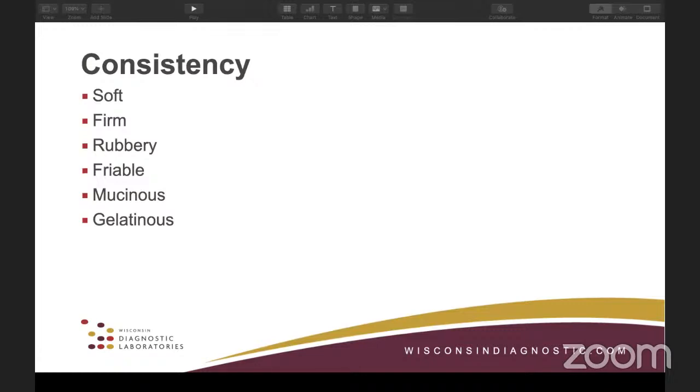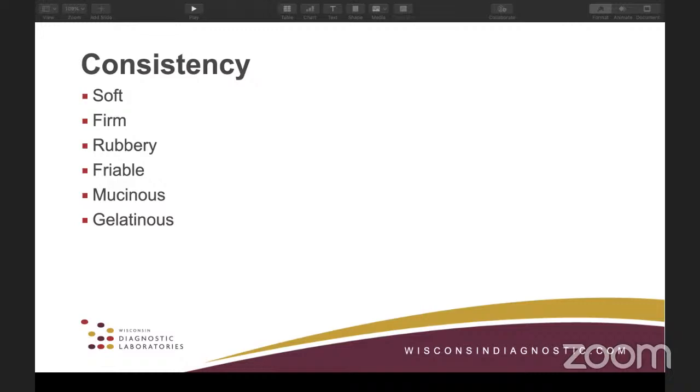Okay, so the second C is consistency. So for this, you're talking about what does the tumor feel like? All right, is it soft? Is it firm? Is it hard, calcified, rubbery? That's another good one. Okay, friable is a good one, and I probably should have included a picture for this one. So friable, the example I always think of for this is an endometrial cancer, because they break apart real easy. They're soft and they break apart. So something that breaks apart easily is friable.